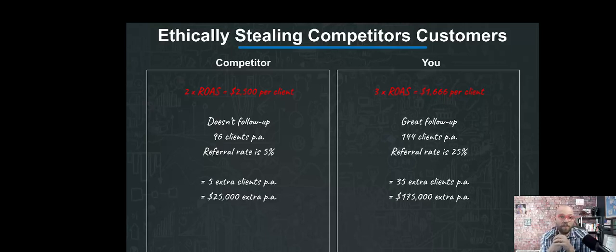Now, your competitor, they're just churn and burn. They are quite happy just to throw money at problems. They've not thought about referrals. They basically don't want to give away money to anyone else. So their referral rate, let's assume, is 5%, which I think is quite optimistic, but let's assume it's 5%. That means every year, because they've got 96 clients a year, they're going to get an extra 5 clients, which is going to bring them in an extra $25,000 a year.